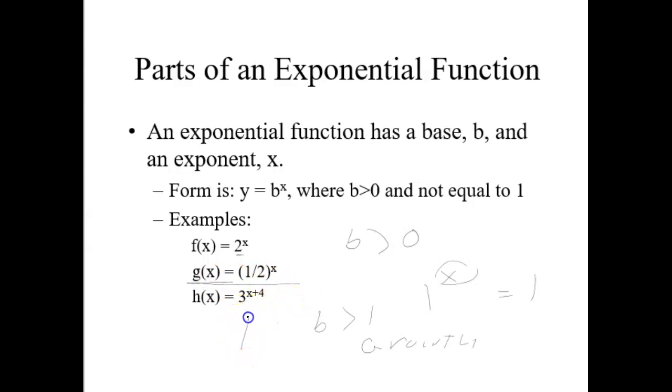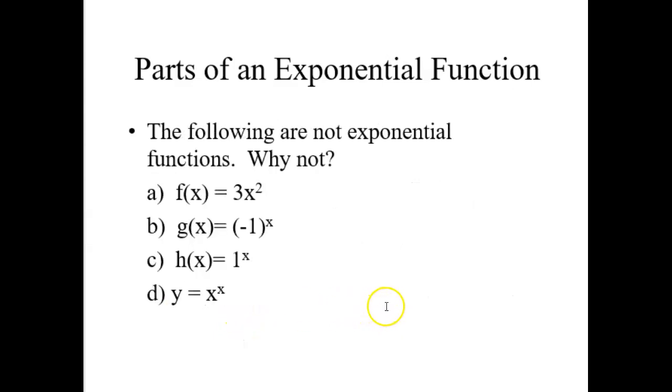And in this case, we have a b of 3, the base is 3, so it's growing, and this is also a shift. We can shift our functions. This x plus 4, the 4 is added with the variable. It changes the horizontal position by moving it 4 to the left, just like when we did our function shifting for other functions. This all works the same with exponential functions.